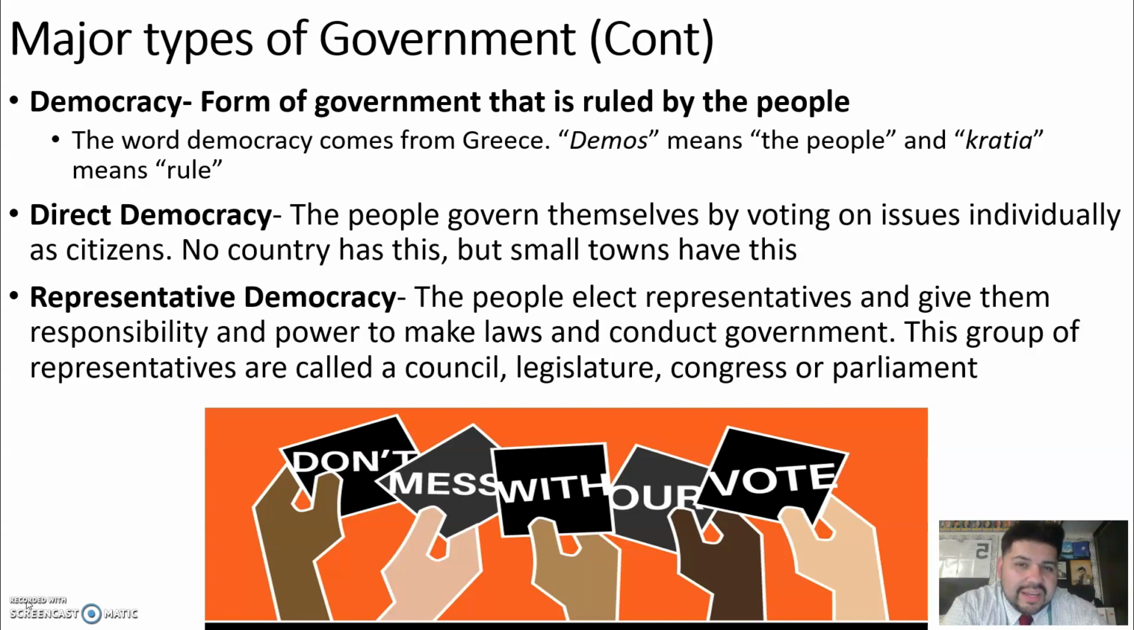The form of government we have is representative democracy. Representative democracy means the people elect representatives and give them responsibilities and power to make laws and conduct the government on our behalf. This group is usually called council, legislature, Congress, and we have that. We have councils locally, legislatures at the state level, and Congress at the national level.